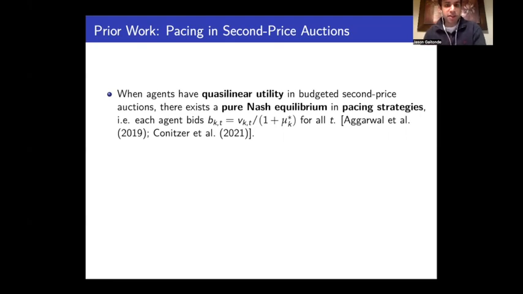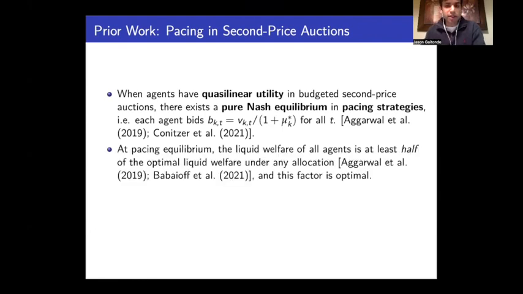What they will do is they'll take their value for the given item at any given time, and then they're going to shade it by some shading factor or a pacing multiplier. Here they're going to divide by this 1 plus mu k star if they're bidder k. And they're going to do this for every single item that's up for auction. So they're going to have this single multiplier, and they're going to use it to shade all of their bids using their values.